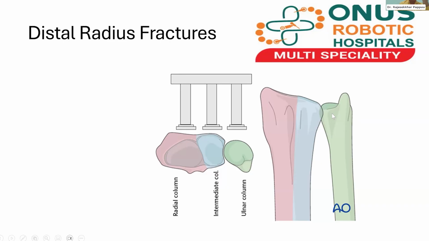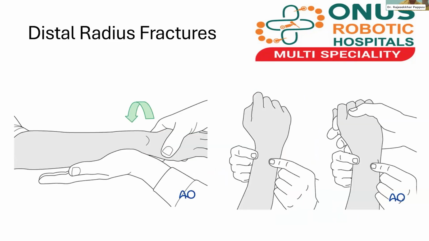So both the bones are broken. Though it is a distal radius fracture, when it comes to the complexity, even the ulna, the second bone, might have broken. So how do you examine the ulna or radius?